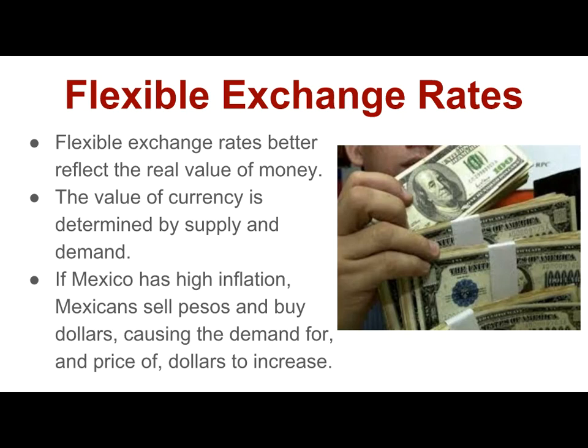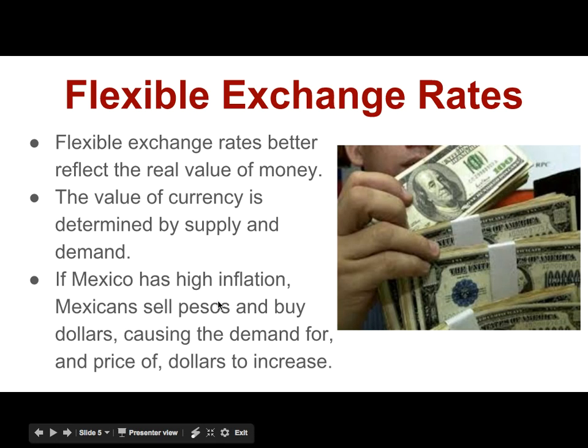They have printed way too much currency. The value of pesos drops. Now, people who are trying to save money don't want to see the value of their savings completely disappear. They don't want to keep their savings in pesos. And so they go to a currency market and they buy dollars. That is, they sell off all of their pesos and they buy as many US dollars as they can.